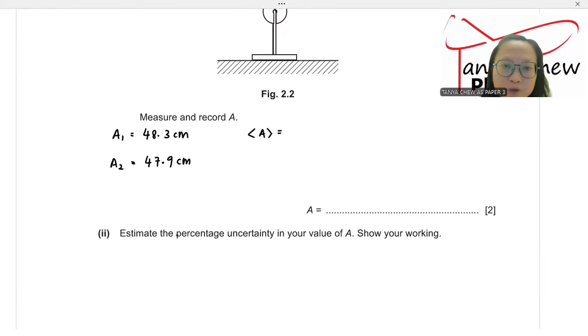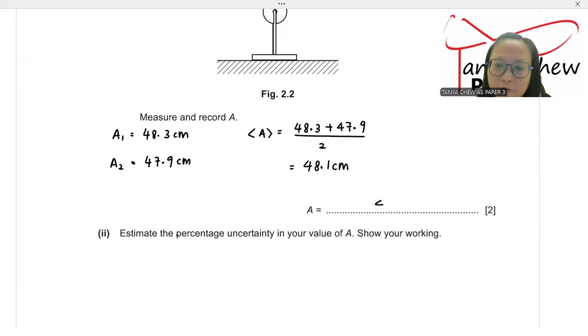Which is equal to 48.3 plus 47.9 divided by 2. And I round it off to 3 significant figures. Why? Because my A1 has 3 significant figures and my A2 has 3 significant figures as well. So I got 48.1 cm. So 48.1 cm is my answer.